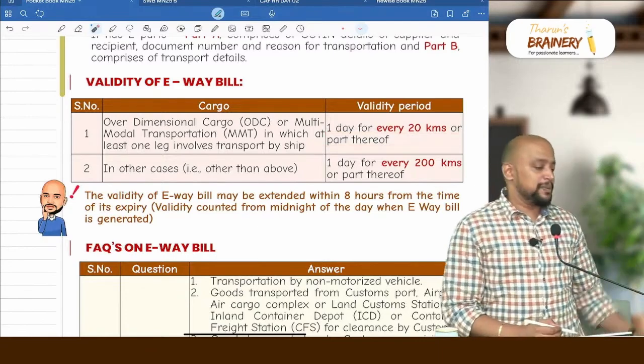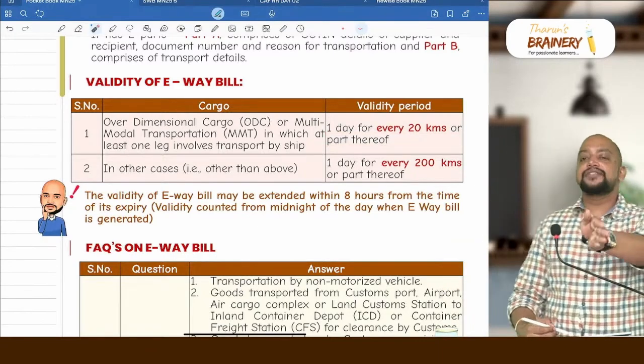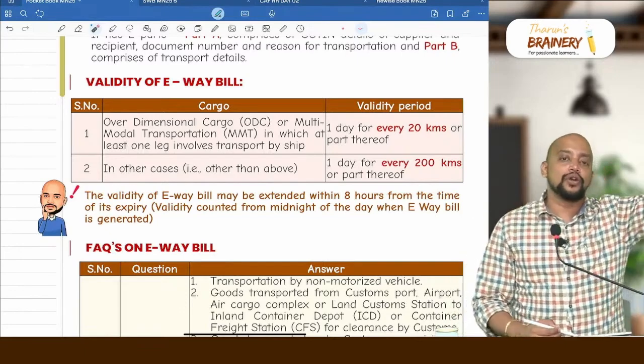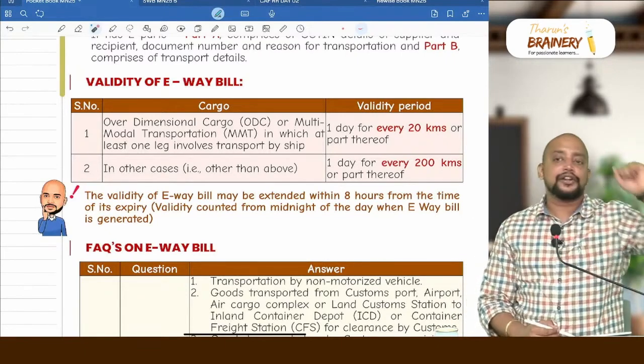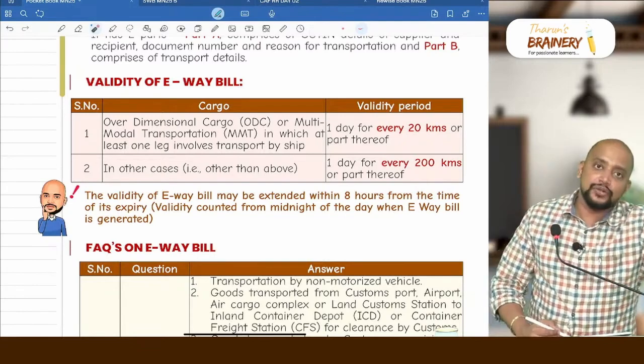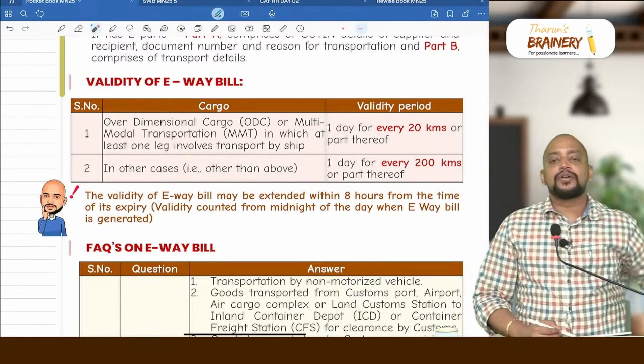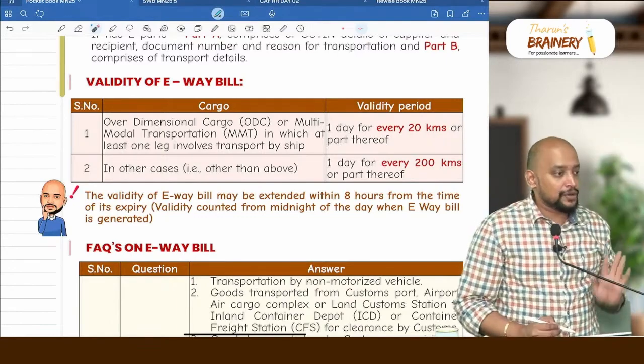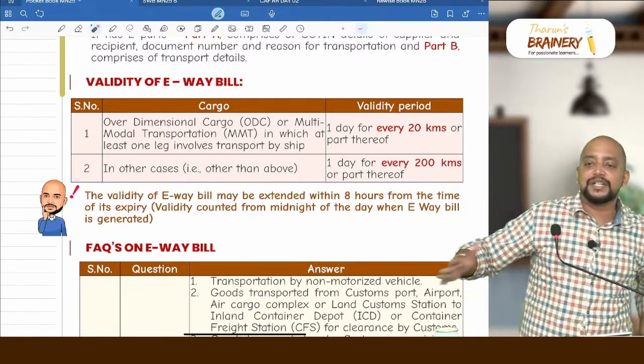Always the validity will be counted from the midnight of the day on which it is generated. For example, today an e-way bill is generated in the morning at 4 o'clock. Then we need to count from the midnight of today. If it is generated in the afternoon at 2 p.m., then also we need to count from midnight. If it is generated at 10 p.m., then also from midnight only we need to count. Which means the e-way bill always expires by midnight.